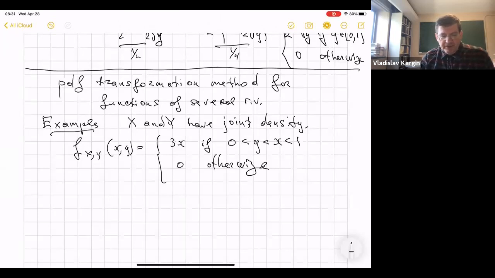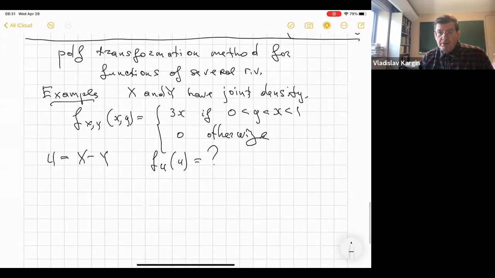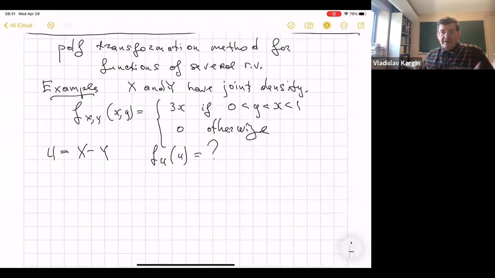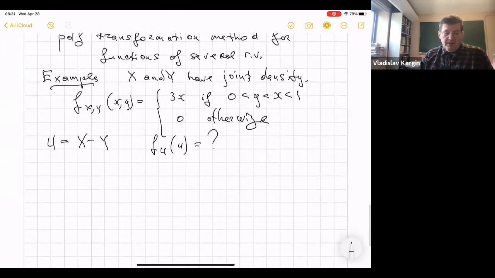And we looked at a variable, let us call it U as before, equal to X minus Y. The question was: what is the density f_U of this U? So this is from our previous lecture example, and this was the picture.